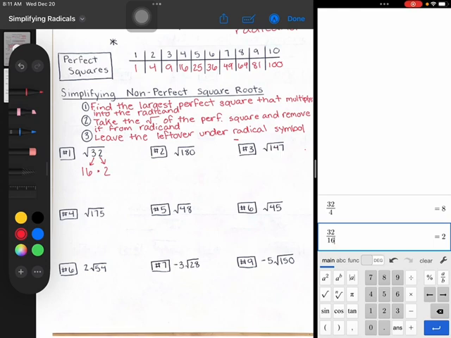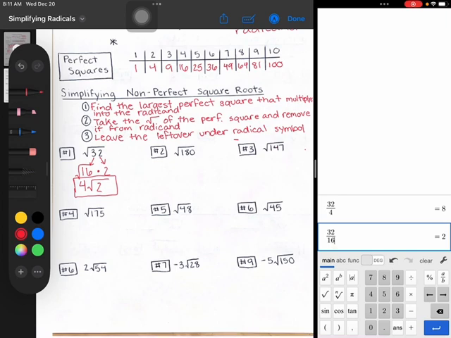Then I want to take the square root of the perfect square and remove it from the radicand. So under that symbol, I'm going to move out the square root of 16, which is 4. And then I leave the 2 underneath the radical because there's no perfect square that gets us to 2. So I can't take the perfect square of that without getting a decimal. And that's it. That's my whole answer. That's the radical in the most simplified form.